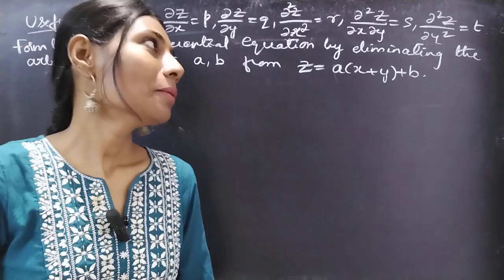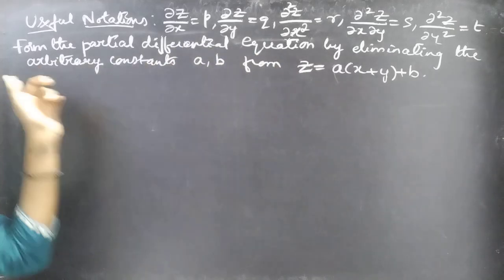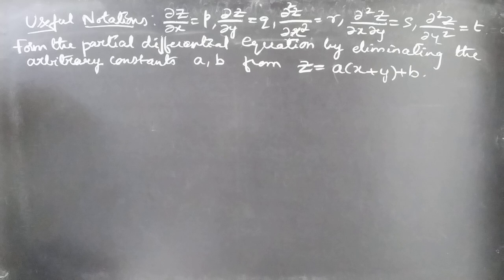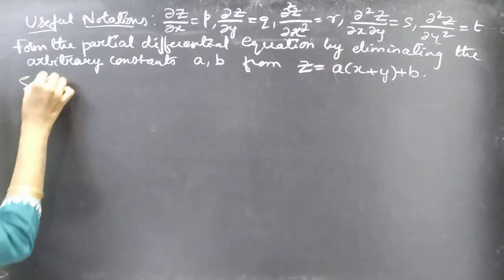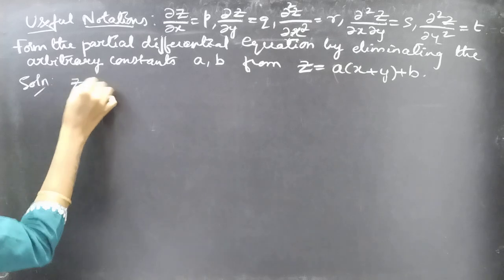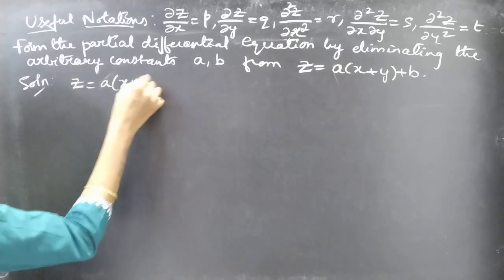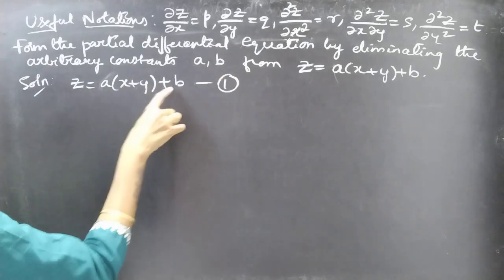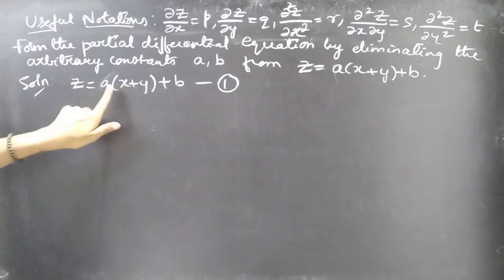So let's get going. Problem: form the partial differential equation by eliminating the arbitrary constants a, b from z equal to a times x plus y plus b. So we are given a relation z equal to a times x plus y plus b. Consider it as equation 1. See, it has arbitrary constants a and b. So now by eliminating arbitrary constants, we need to form a partial differential equation from this relation.